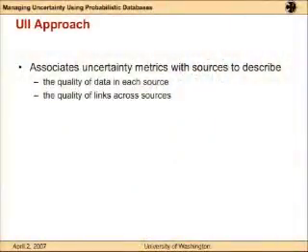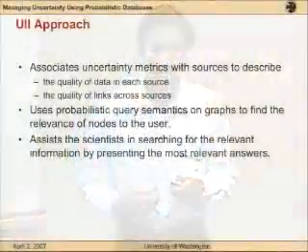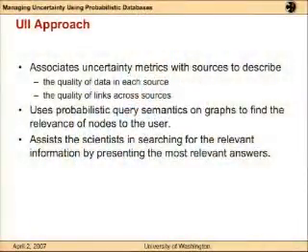So our approach is we associate certain uncertainty matrices with each of the data sources and with each link between two data sources. So that gives you some kind of a confidence with each node and each edge in your browsing graph. And then we use the probabilistic query semantics to find the relevance of each node to the user. And we present these nodes to the user in the decreasing order of relevance to guide their browsing search.